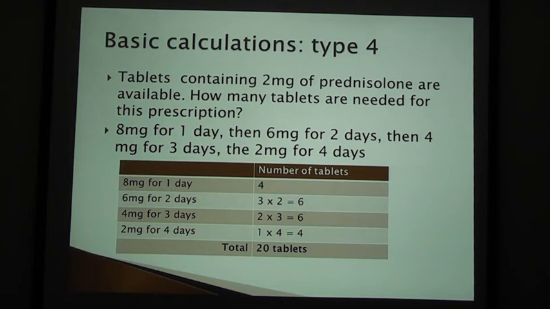6 milligrams for 2 days. So I'm going to need 3 times 2, which is 6 tablets. 4 milligrams for 3 days, which is 2 tablets for 3 days. That's 2 times 3 is 6. 2 milligrams for 4 days, so it's 1 tablet for 4 days times 4 is 4. Add the lot, and that tells me I need 20 tablets. Okay, so that's type 4. Let's move on to type 5.